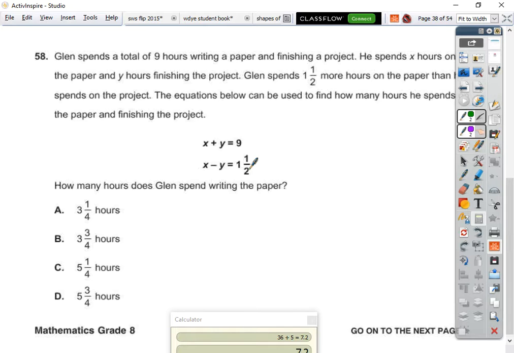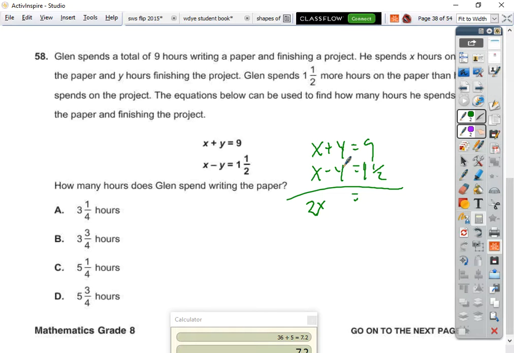Yeah, we love systems of equations. So x plus y is equal to 9. x minus y is equal to 1 and 1/2. So let's just add those two together. So we get x plus x, which is 2x. y minus y is just 0. Because if I add opposites, I get 0.